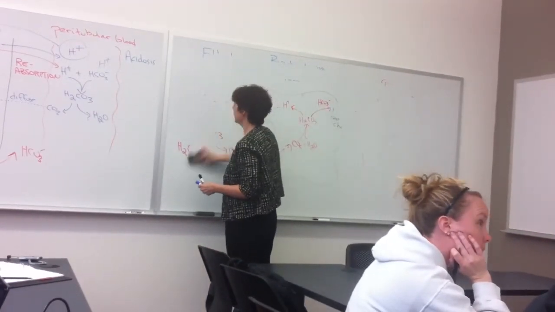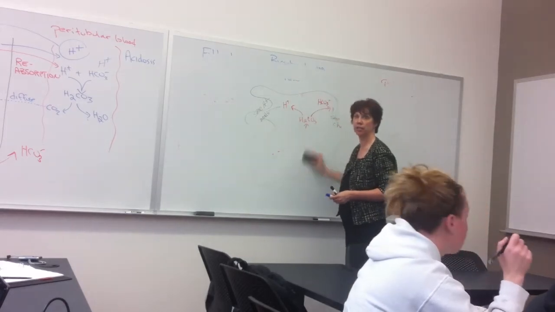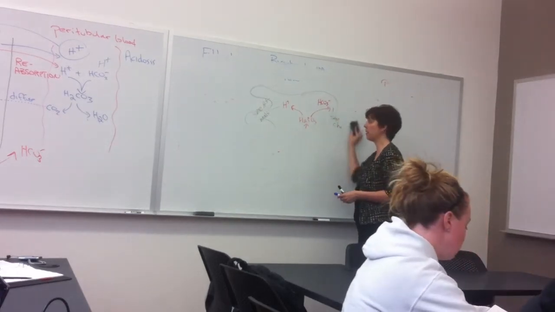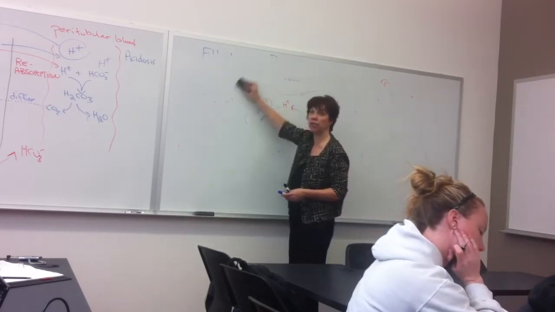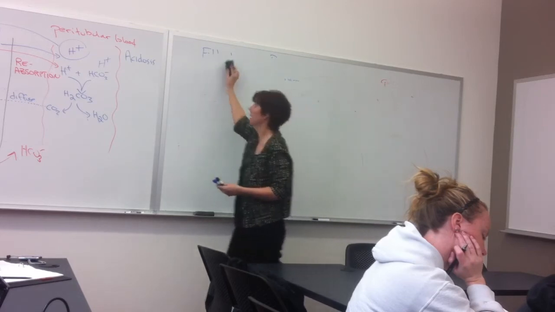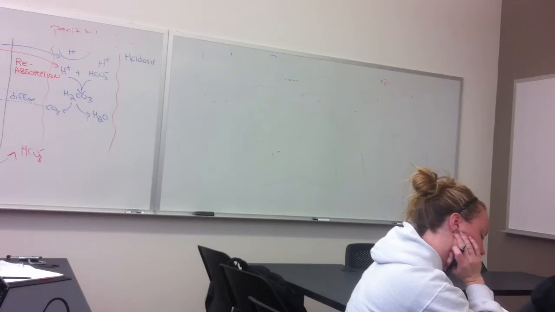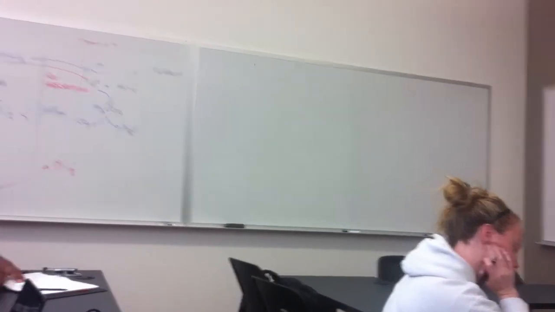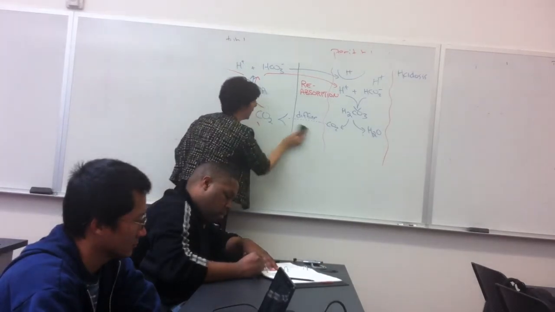Remember again, the 20 stands for what substance? How much base we have, how much bicarb we have. The 1 stands for our respiratory, how much carbonic acid we have. So we're going to look at the types of conditions that would be reflected in those changes of 20 to 1.